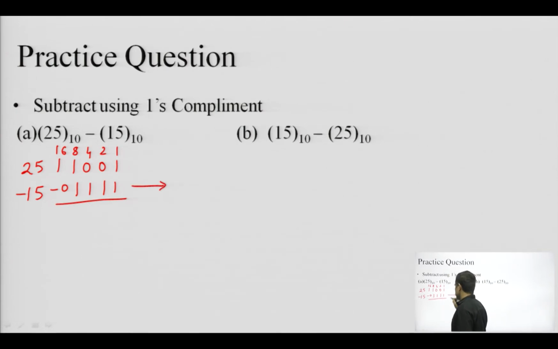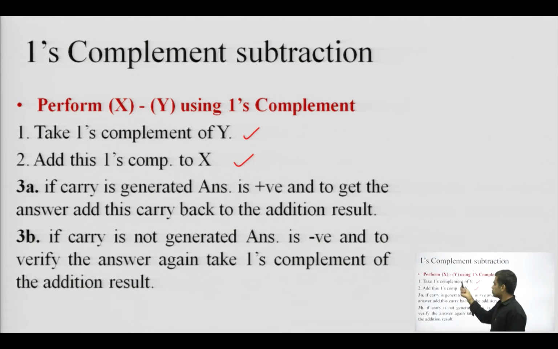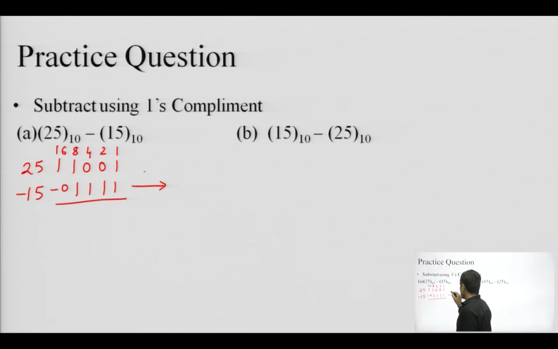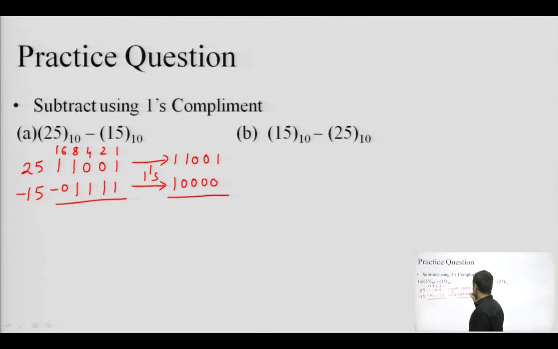So, from previous slide, it says take ones complement of y, that means the negative number, and add this ones complement to x. So, this number is ones complemented. Ones complement means interchange ones and zeros. So, this becomes 1000, sorry, this number is written as 1 followed by 4 zeros. 0 is replaced by 1, and these 4 ones are replaced by 4 zeros, and this number is retained as it is, 11001, and if I add this, 1 plus 0 is 1, 0, 0, 1 plus 0 is 1, 1 plus 1 is 0, and there is a carry.